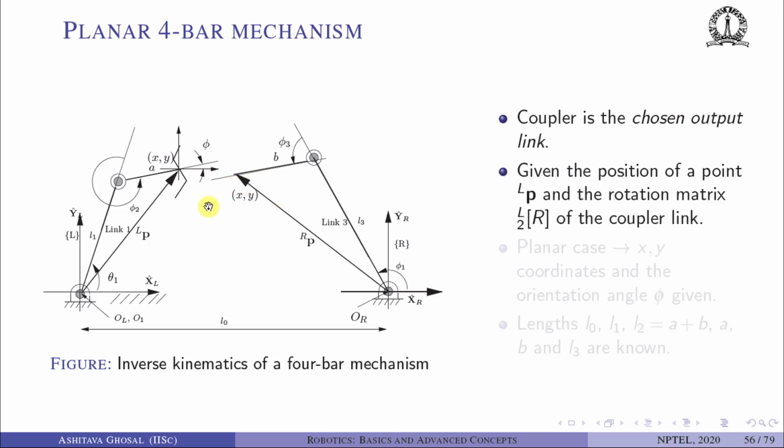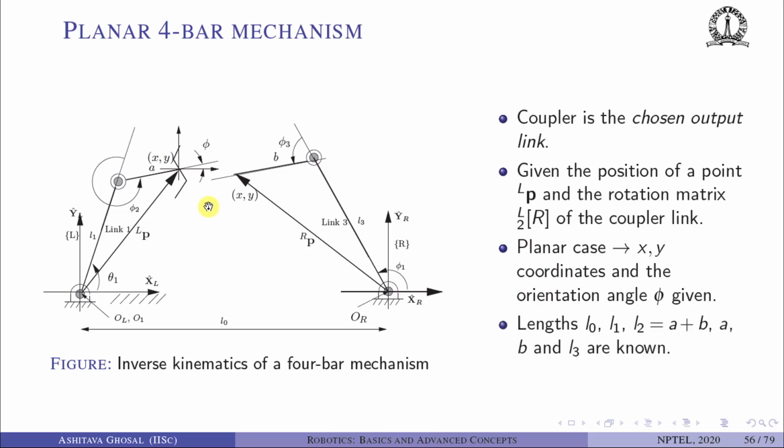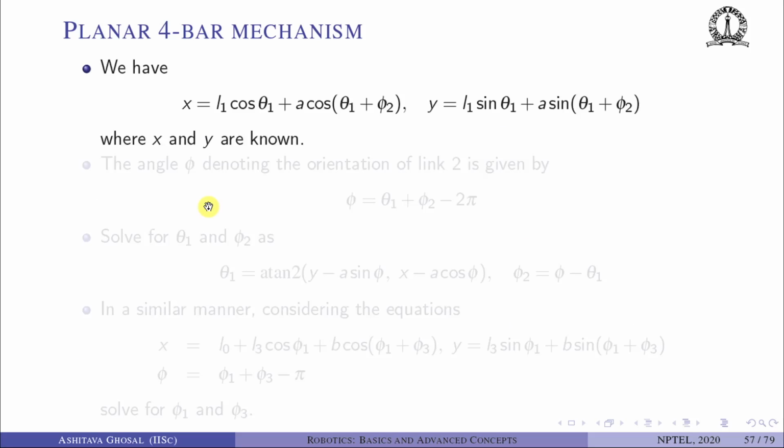To reiterate, we are given the position of the point P and the rotation matrix of the coupler link. This is a planar case. X and Y coordinates are given, and the orientation angle phi is given. The link lengths L0, L1, L2, which is A plus B, and L3 are known. So how do we solve this problem?